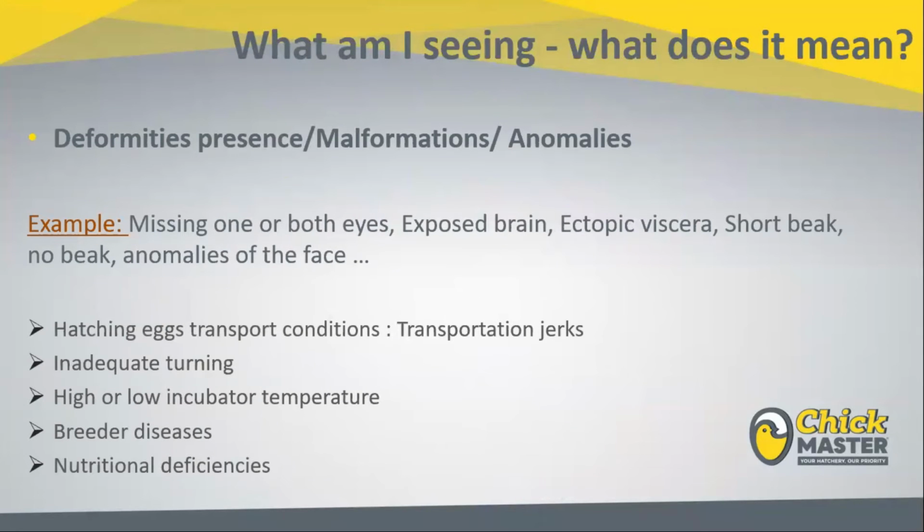If we have deformities, malformations, or anomalies, this can be related to bad conditions of transport of hatching eggs. Transportation jerks can have this result. The same thing with inadequate turning. High or low incubation temperature can do the same thing. Also, at the breeder level, the presence of some diseases or nutritional deficiency can generate these malformations.